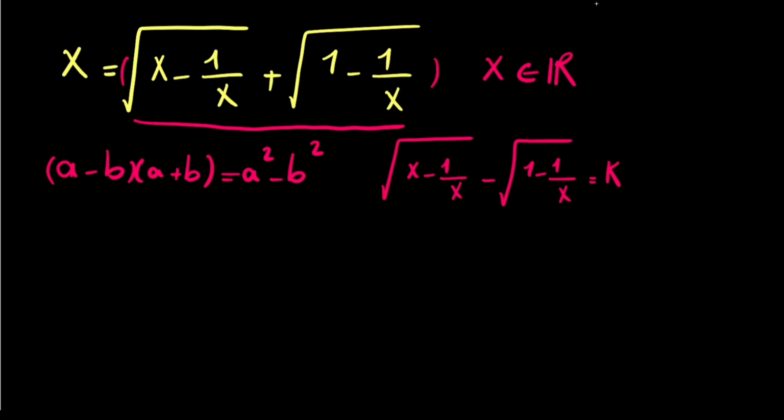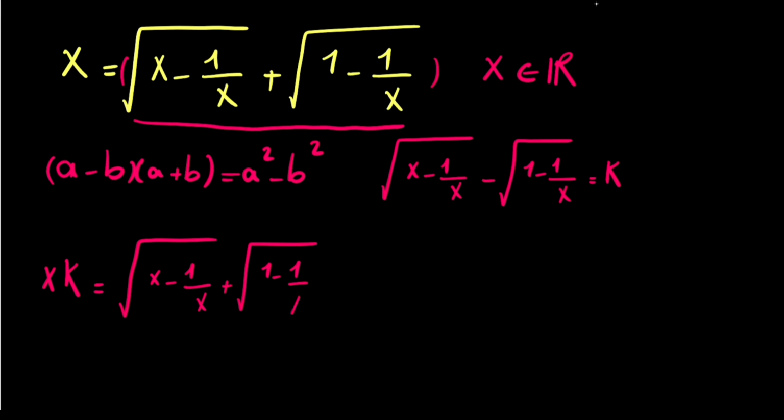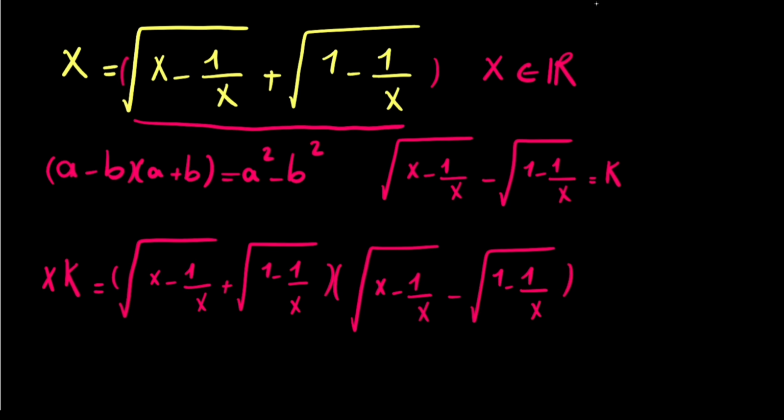So if I multiply this equation by k, what will happen? On the left side we can write x times k. On the right side we can write the square root of (x minus 1)/x plus the square root of 1 minus 1/x, times k, and that's equal to the square root of (x minus 1)/x minus the square root of 1 minus 1/x. I think, yeah, that's right.